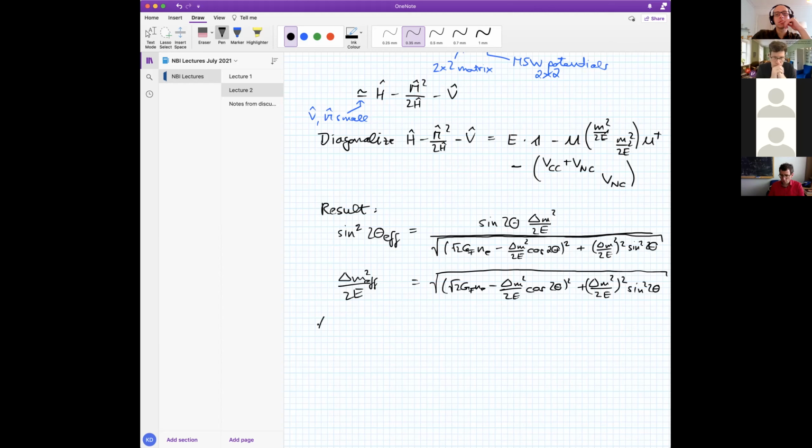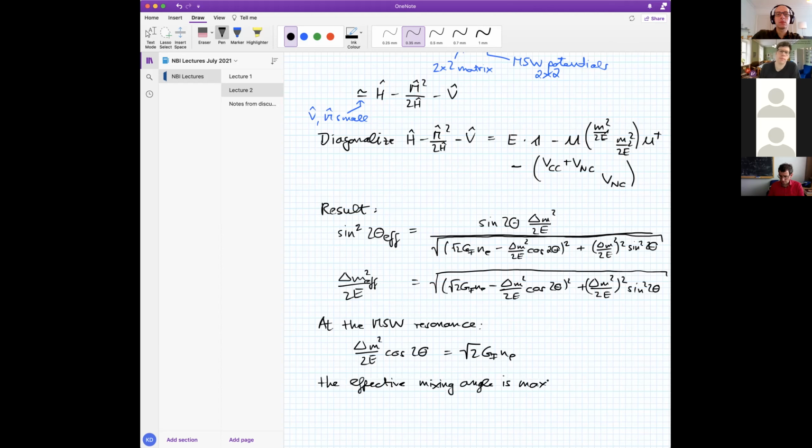And that's one of the most crucial aspects of neutrino oscillations in matter. And that's what's called the MSW resonance. So MSW stands for Mikheyev, Smirnov, and Wolfenstein. So at the MSW resonance, which is defined by delta M square over 2E times cosine 2 theta equal to square root 2 GF times NE, the effective mixing angle is maximal.